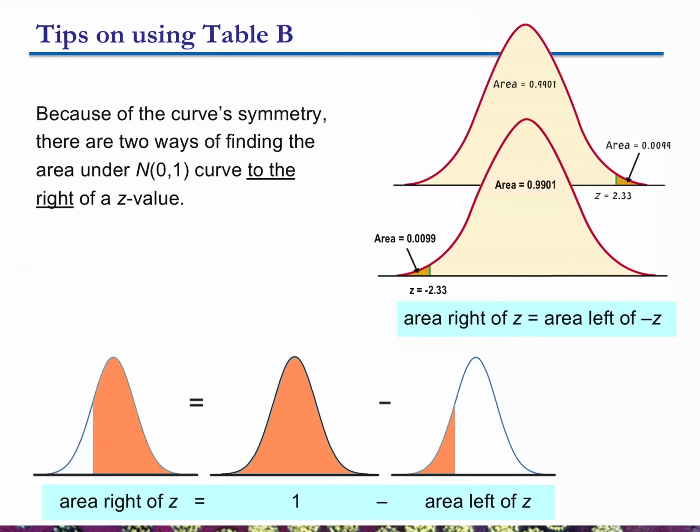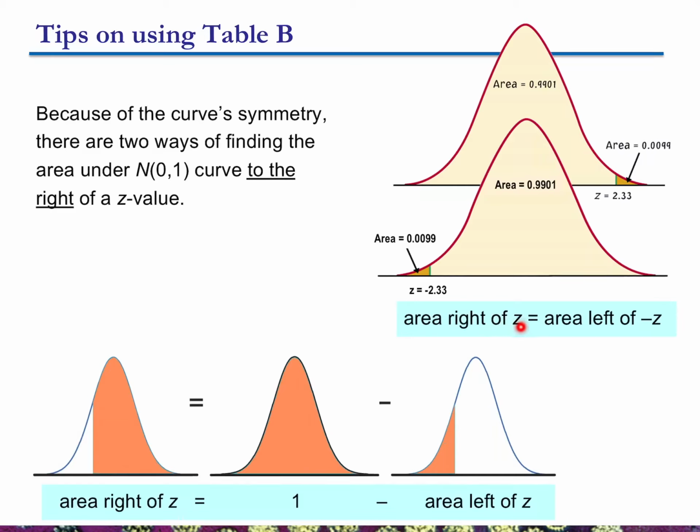All right. So some points on using table B, and this is going to be one of the last things we talk about here. I'll finish up the rest of this chapter in a second video to come later. So, tips on using table B. Because a normal curve is symmetrical, there are 2 ways of finding areas to the right of a z-score. We've talked about areas to the left because that's what the table actually gives you.